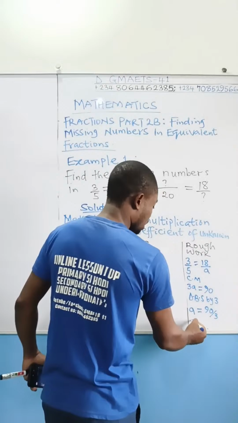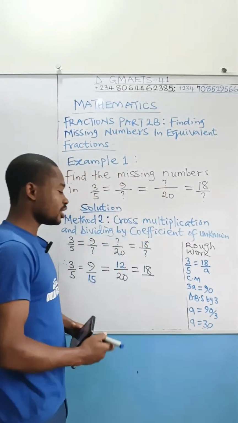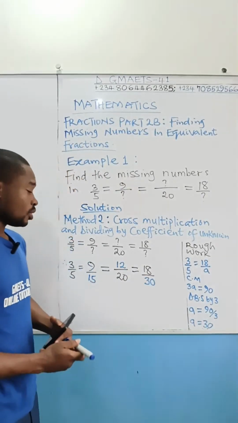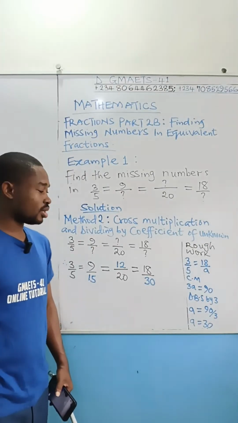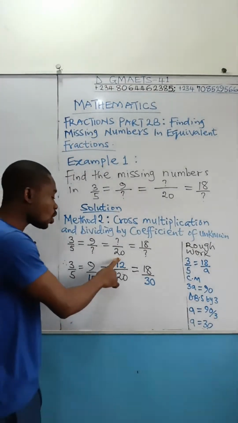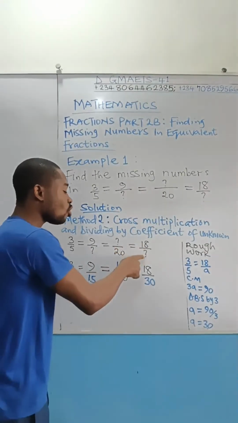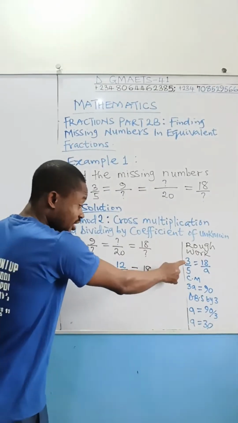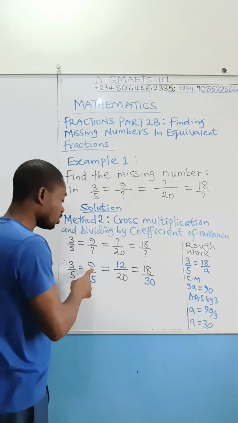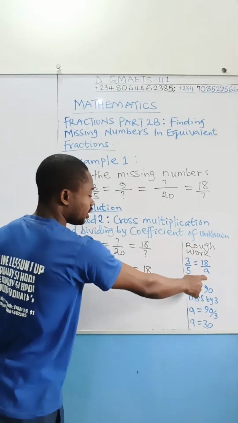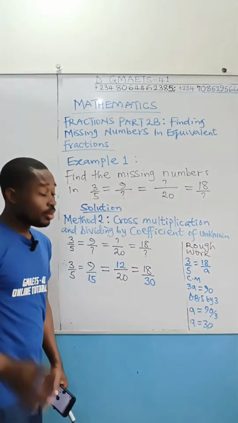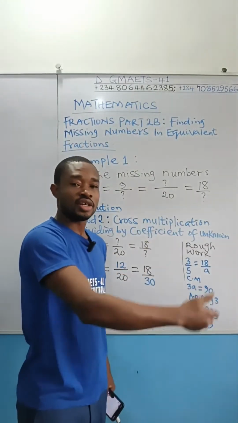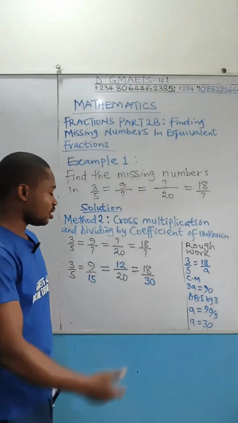90 over 3 will give you what? 30. 90 over 3 will give you 30, which means the missing number here is what? 30. We have succeeded to get all the missing numbers. Remember, you could have used 12 over 20 equal to 18 over the unknown, say A. I'm using 3 over 5. You can use 12 over 20 here, or you can use 9 over 15 here, equal to 18 over A. Solve for the unknown, you will still get 30. But like I said, the truth remains that using the lowest fraction to get the other one is faster because it is already in the lowest term.